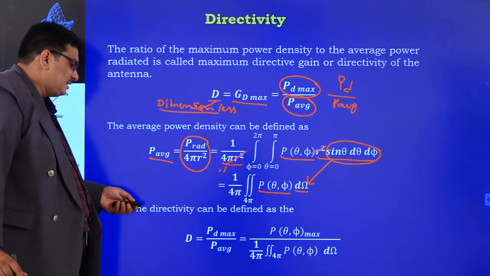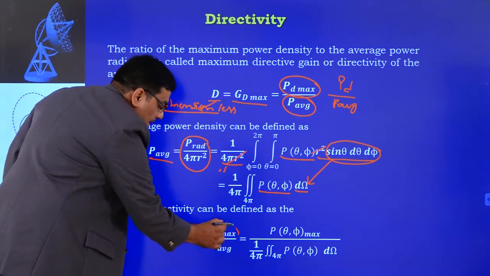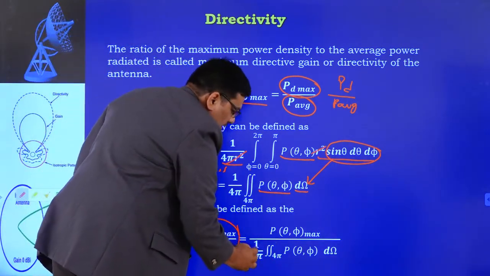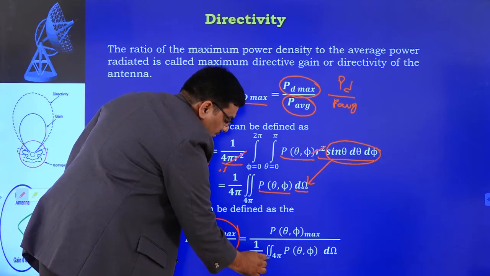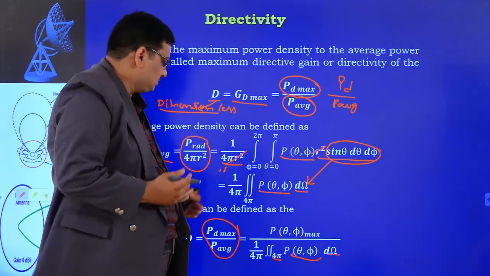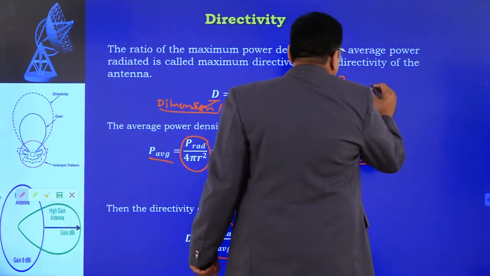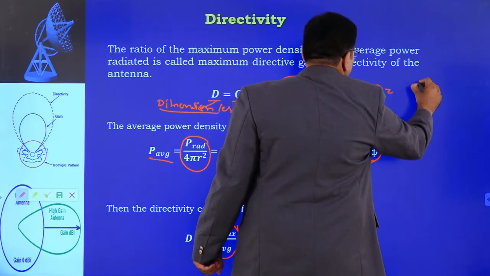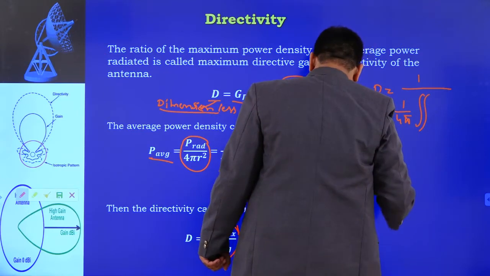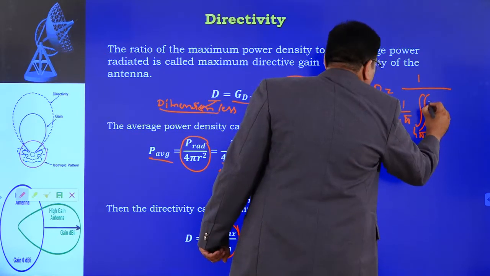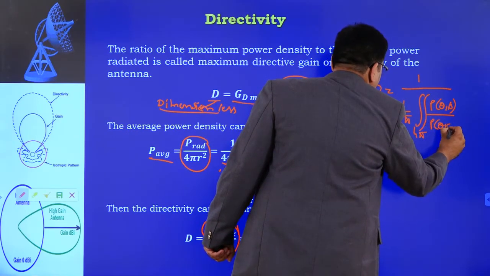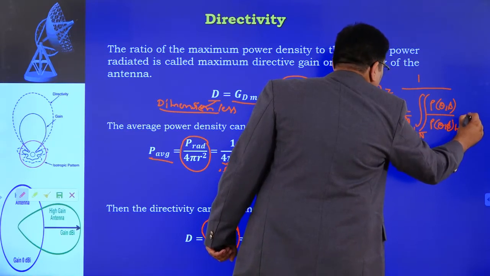So we can define the directivity is equal to the maximum power by average power. So P of theta maximum by 1 by 4 pi into double integration of P of theta d omega. So we can rearrange the terms, then D, that is directivity, is equal to 1 by 4 pi into double integration of P of theta comma phi by P of theta comma phi max into d omega.